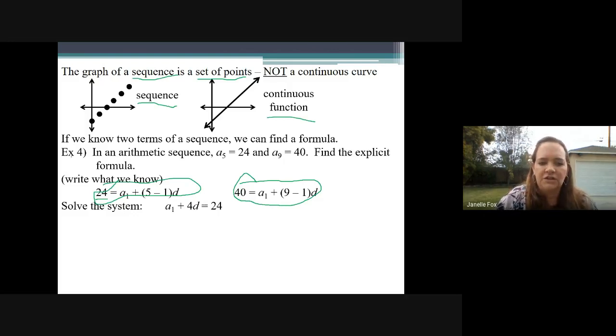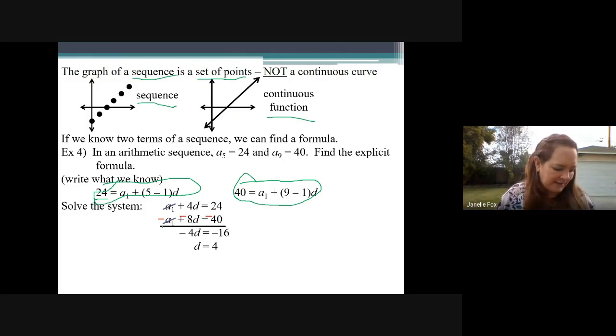So the first one cleans up to A sub 1 plus 4D equals 24. The other one cleans up to A sub 1 plus 8D equals 40. And we're just going to solve the system like we would normally do. I think it would be a really good idea to subtract these. So when I subtract, I'm going to change all of the signs of the second one, kind of like multiplying by a -1, and then combine. The A sub 1s cancel. 4D minus 8D is -4D, and 24 minus 40 is -16. I solve for D, and so D is 4.